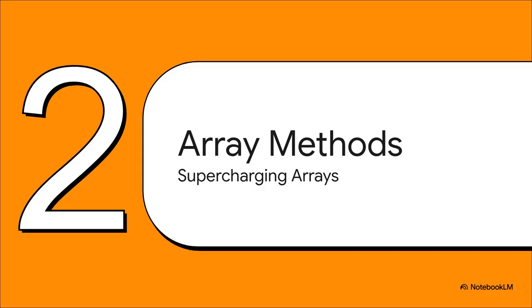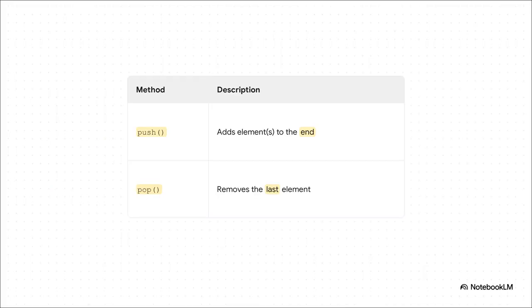But look, just creating an array and pulling stuff out of it is only scratching the surface. The real magic of arrays comes from all these powerful built-in functions they have, which we call methods. These things let you do all sorts of incredible stuff. So for starters, you can easily manage the end of an array with push and pop. The best way to think about it is like a stack of plates. When you push, you're adding a new plate right on top of the stack. And when you pop, you're taking that top plate right off.